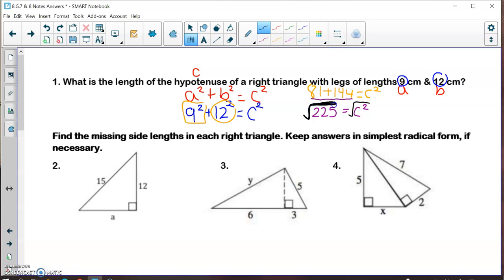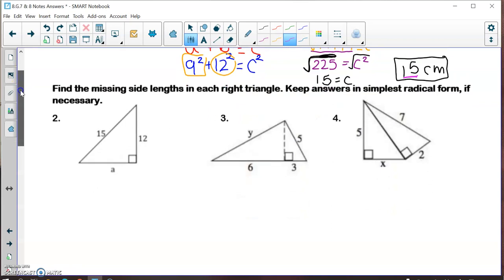In fact, you can use your perfect square sheet that I gave you in the last unit, the exponents unit. 225 is a perfect square. The square root of 225 is 15. So I get c is equal to 15, or 15 centimeters is my hypotenuse. Notice that my hypotenuse is the largest out of all 3 sides. All right, moving on to number 2.